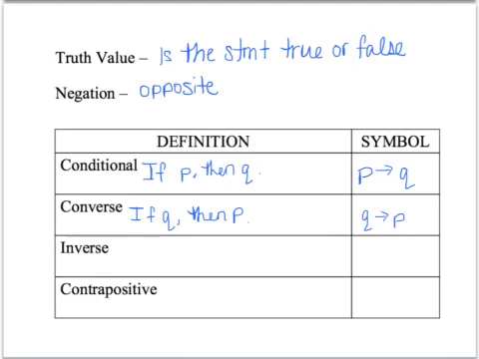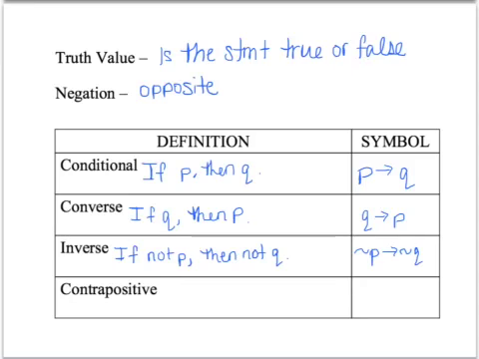All right. The inverse, go back up to the original conditional, and then you need to negate it. And to show that you negate it, we use the not, or we call it a tilde for the symbol. So this is going to look like if not P, then not Q. So not is the tilde, not P implies not Q.